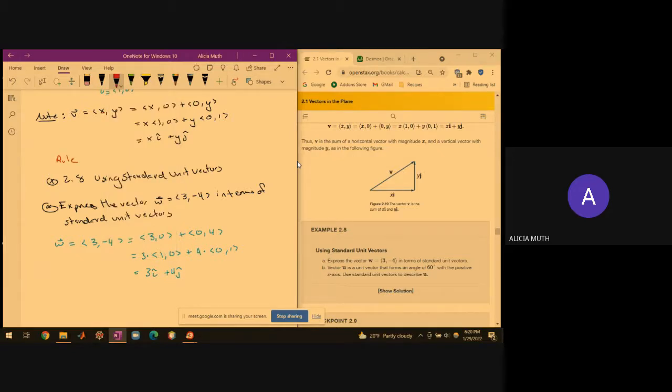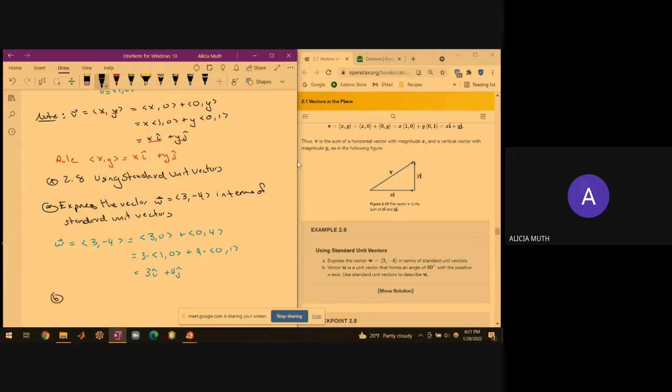Right? We see our x components and our y components really just become the sum. So a vector x comma y is equal to x times our x directional standard unit vector plus y times our y directional standard unit vector.